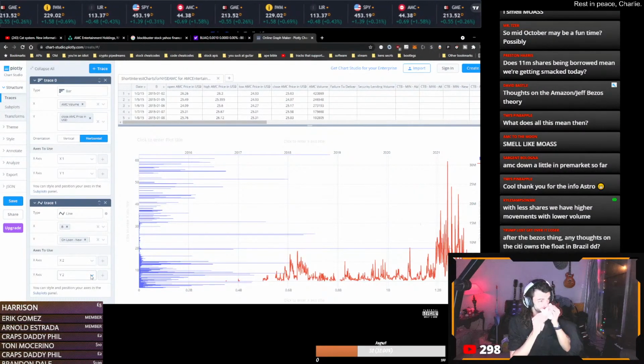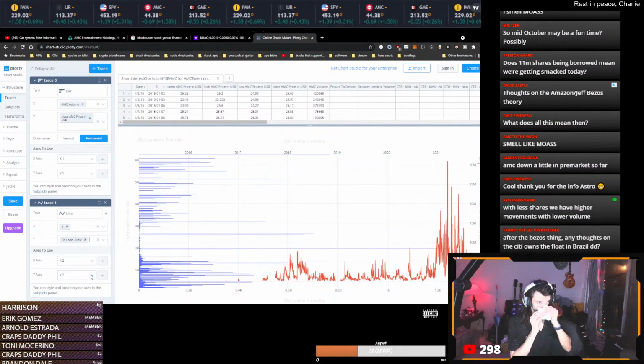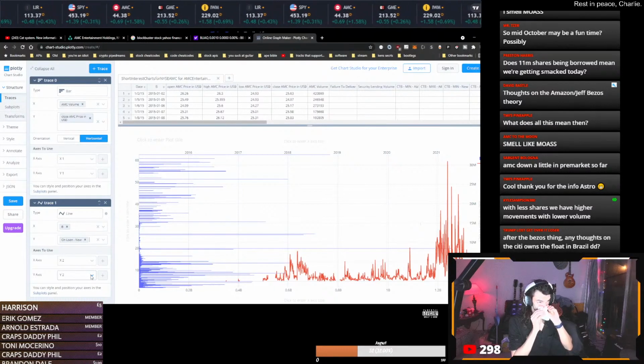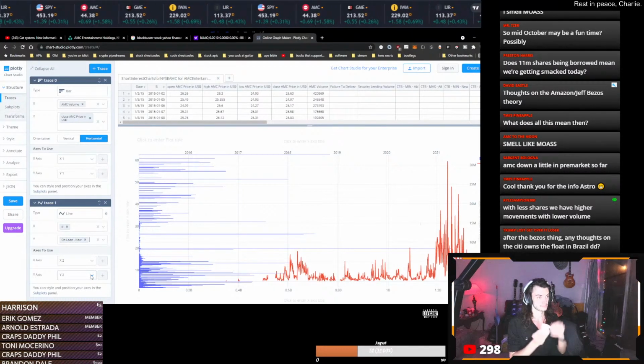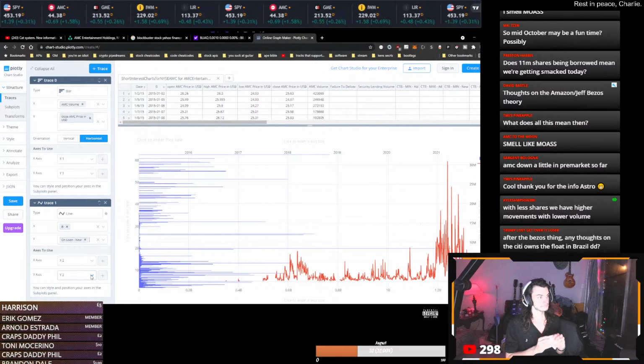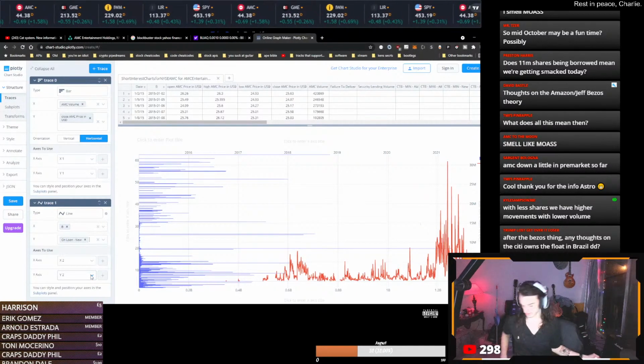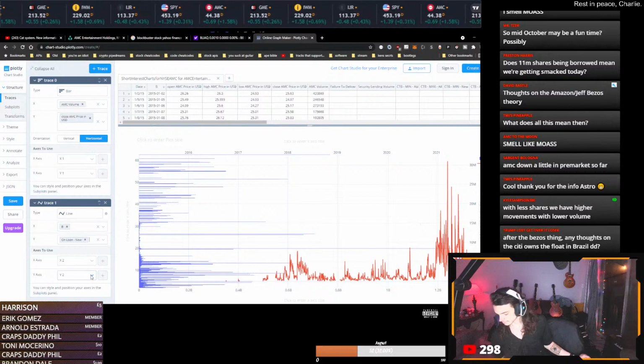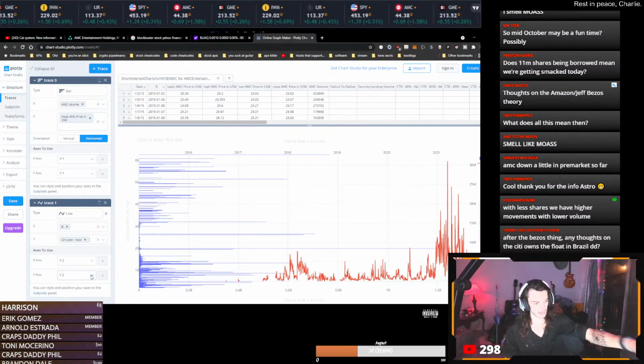No, low volume. Low volume means low price action. Which is odd because it should be the other way around. It's very odd.